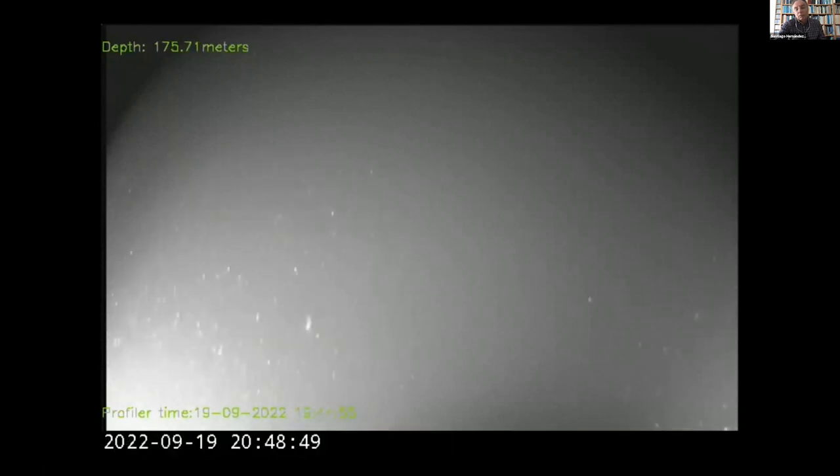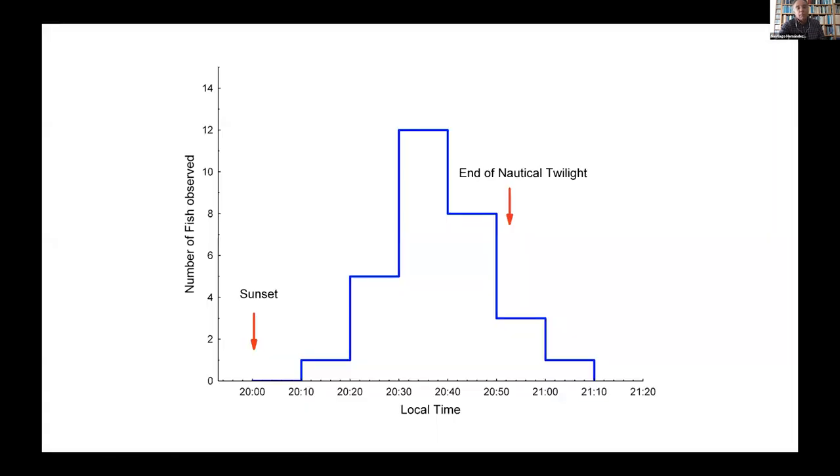This is a typical pattern of diel vertical migration. So we can see in here. Okay, so the number of fish observed after sunset increased until 40 minutes after the sunset, and thereafter decreased. So this is the normal pattern.